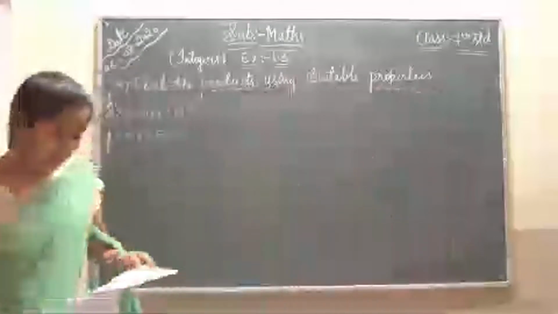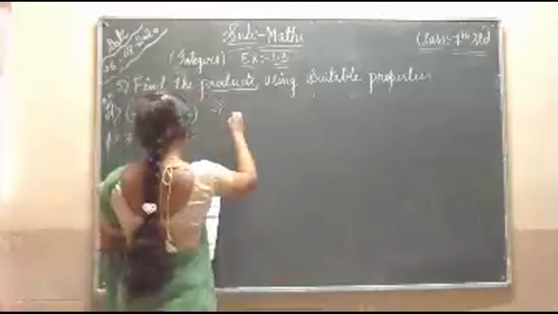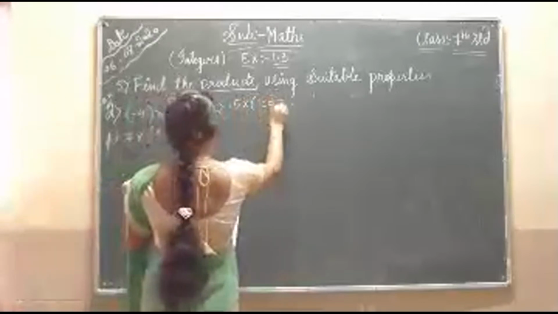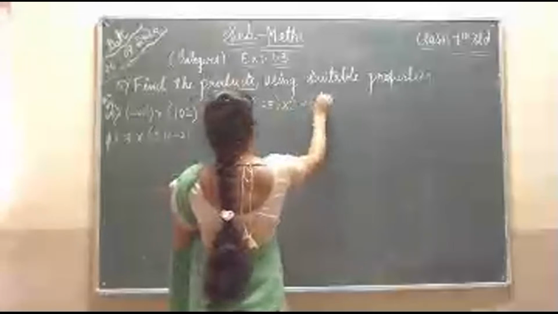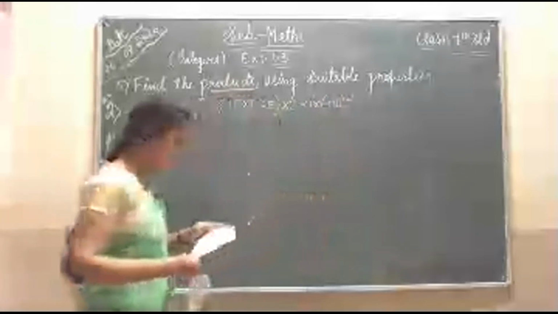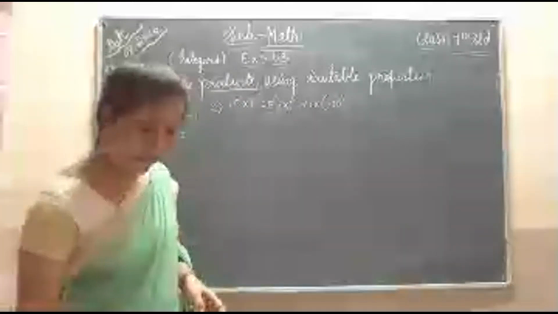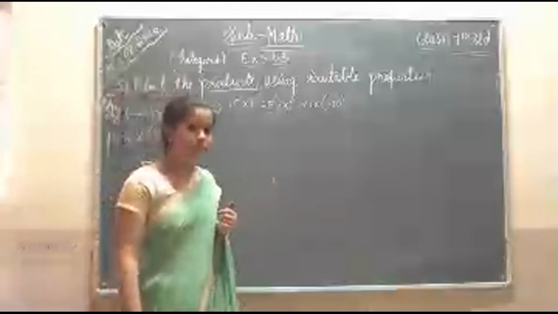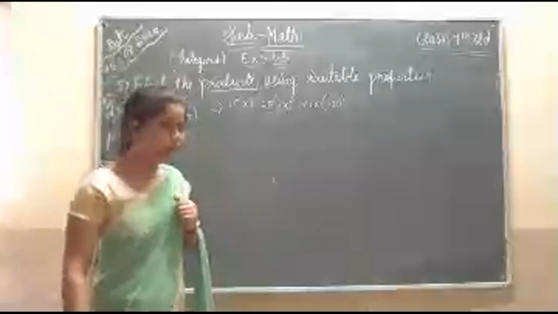Here, our next question is 15 into minus 25 into minus 4 into minus 10. There are four integers here. In the previous problem, I explained that multiplying any numbers is the associative property.